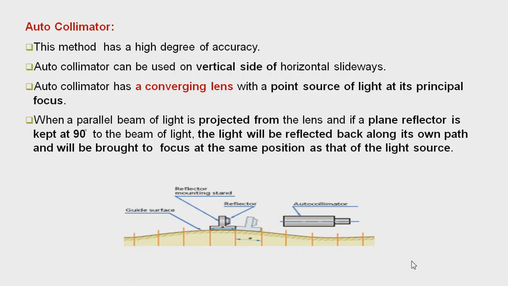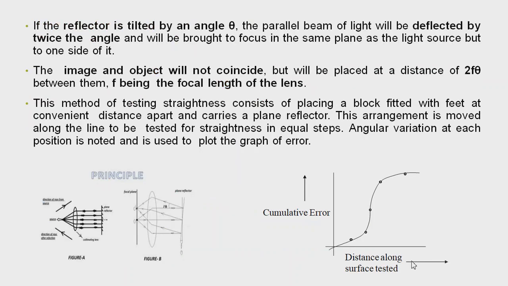Now, if the reflector is tilted by an angle theta, the parallel beam of light will be deflected by twice the angle, as we know by the principle of optics, and be brought to focus in the same plane as the light source but to one side of it. This means in this case the image and object will not coincide but will be placed at a distance of 2 times the focal distance of the lens into the angle.